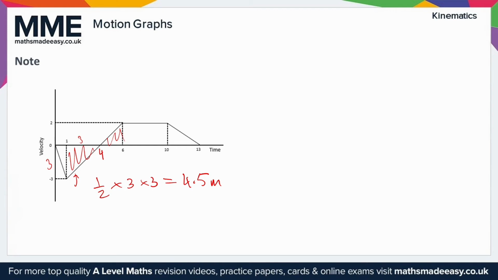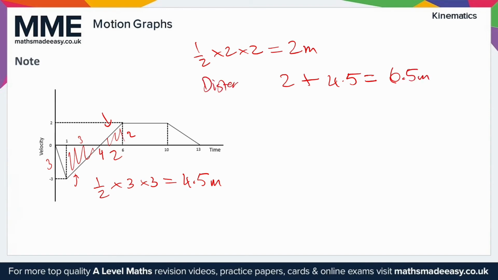So 4.5 meters. Then this one, it's 2 wide, 2 tall, so you do a half times 2 times 2, half times 2 is 1, times 2 is 2. So our total distance travelled is 2 plus 4.5 is 6.5 meters, whereas our displacement is a little bit trickier, because notice this bit here, the velocity is negative, so we would actually have to do 2 take away 4.5, and we get minus 2.5 meters for displacement.